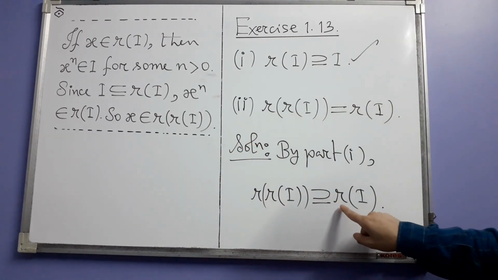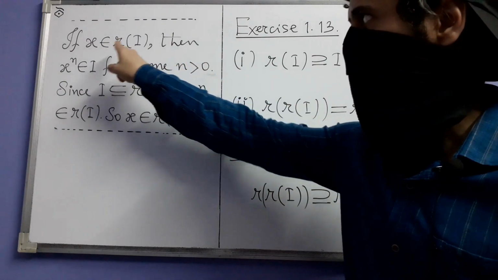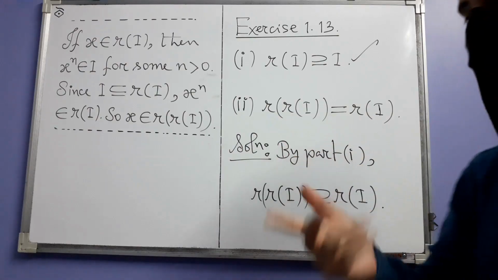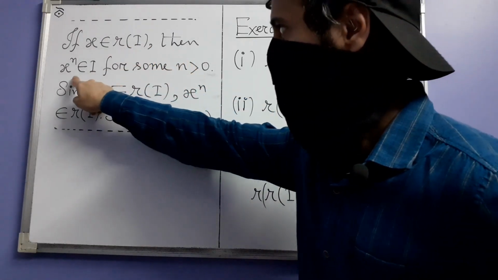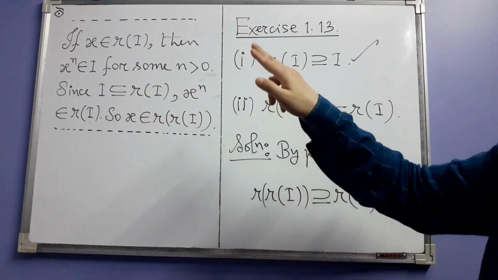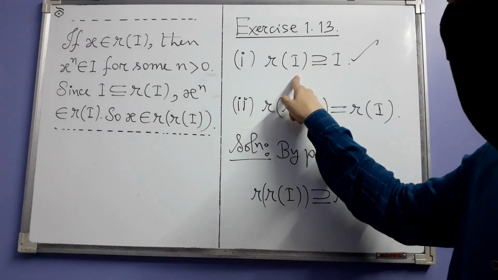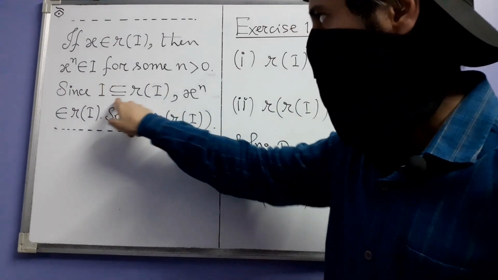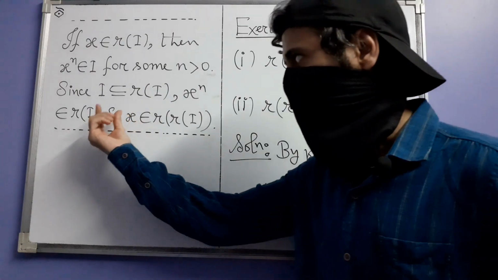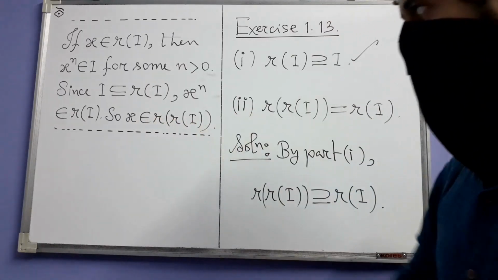So we are claiming that R of I is contained in R of R of I. So we take any element x in R of I. By the definition of the radical, some power x to the n belongs to I, where n is some positive integer. But by part 1, so this is where we are using part 1, I is contained in R of I. So that is why from this and this we next get that x to the power n belongs to R of I. Now just like I, R of I is also an ideal, so by the definition of radical, x belongs to R of R of I.